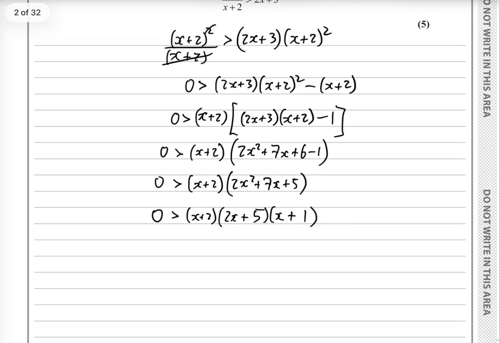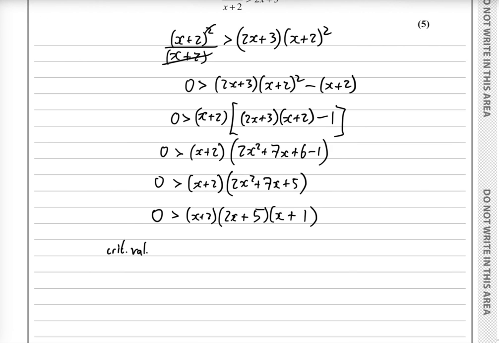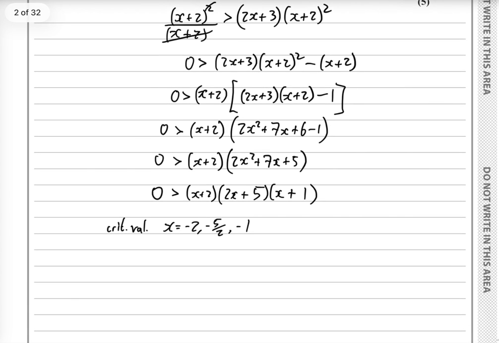All of that in order to get the critical values. Here we've got x is equal to minus 2, minus 5 over 2, and minus 1. These are the critical values for this inequality and also the original. This is much easier to sketch. It's going to look something like this. So when is this less than 0? It's less than 0, less than the smallest value, and in between the other two.